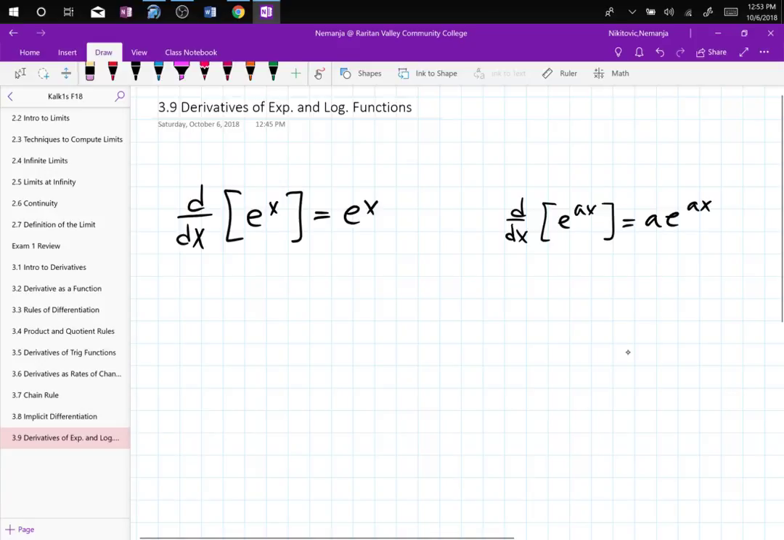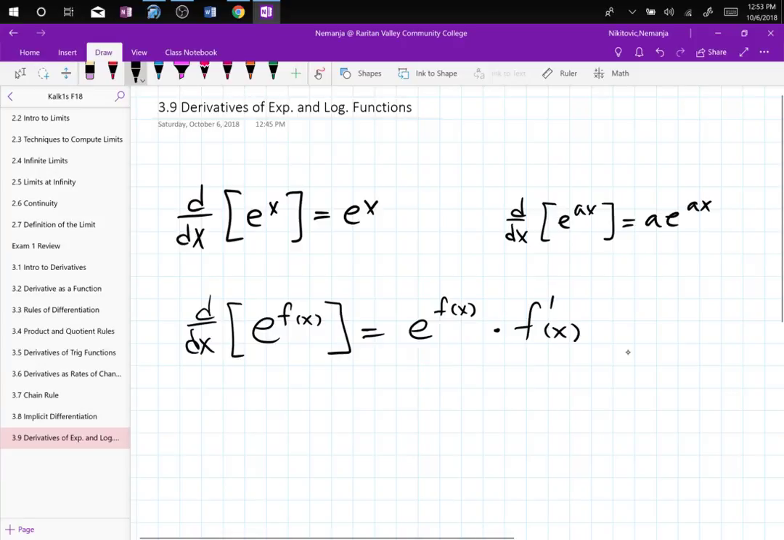The question is, if I'm to use the chain rule now, what is the derivative of e to the f of x? Because I want to have e to the sine x, e to the cosine x, e to the x squared minus 1, and all of that kind of stuff. Well, we just use chain rule. We know that the derivative of e to the x is e to the x, so we write e to the f of x. And then we are multiplying by the derivative of f.